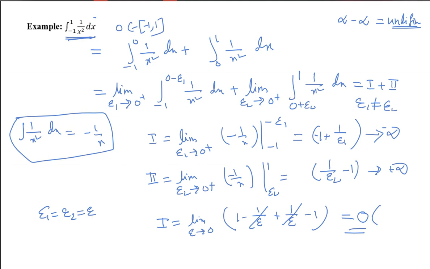No, check. Correct only. Minus 1 to 0, 1 by x squared dx. Then 0 to 1, 1 by x squared dx. Next step: minus 1 to 0 plus E1, it is correct.